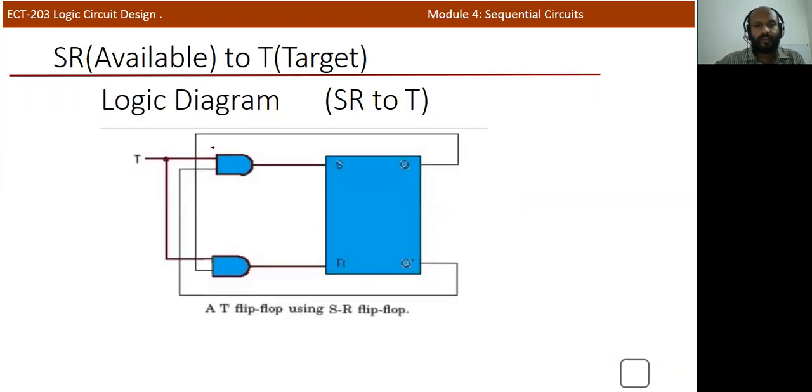Now we can draw the circuit. So here S is equal to T Q bar, and here R is equal to T Q. Okay, so we got SR to T.